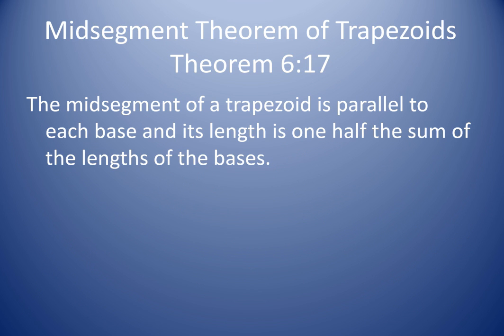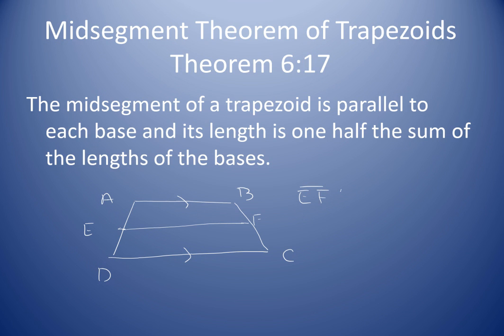The midsegment theorem of a trapezoid says that the midsegment is parallel to both bases. We have ABCD, and line segment EF is parallel to both of the bases. And the length of EF is 1/2 the length of the two bases added together.